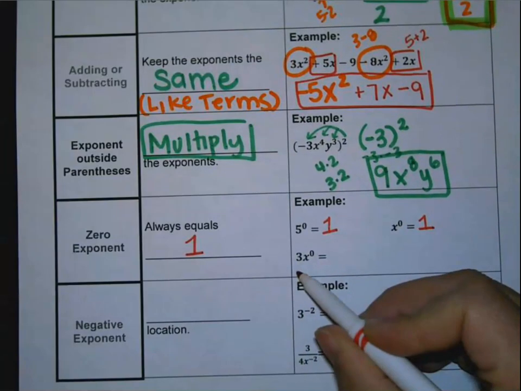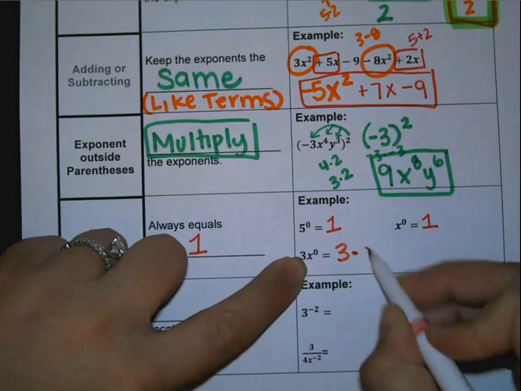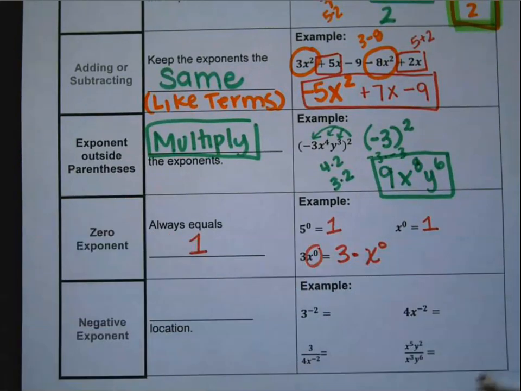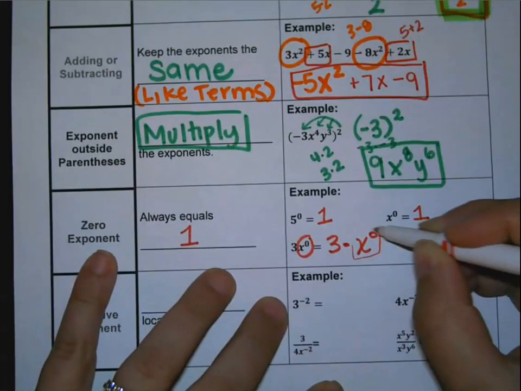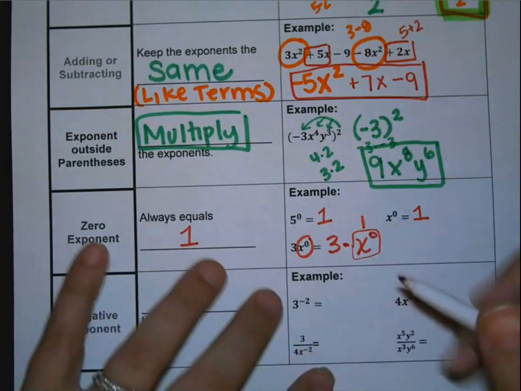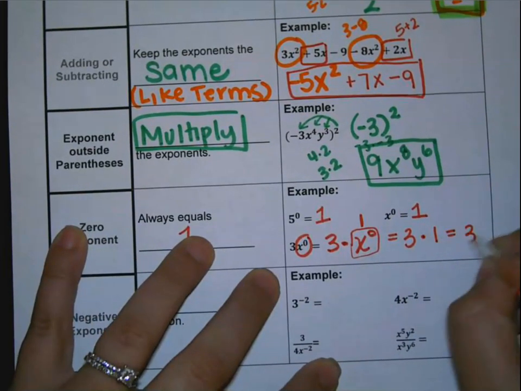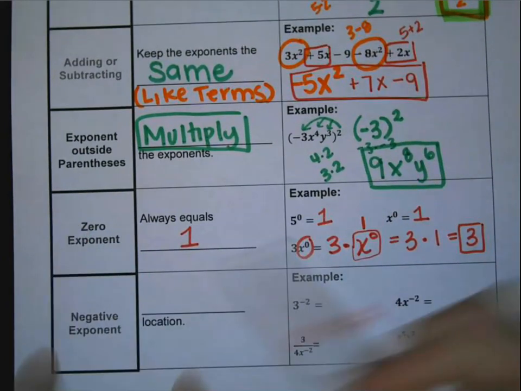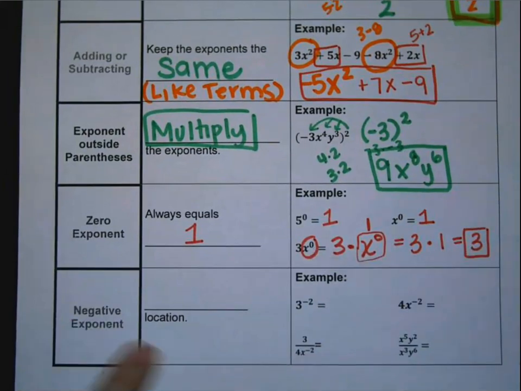Now this one you have to be careful. This is saying 3 times x to the 0. So the 0 exponent is only with the x. So therefore this part right here is 1. And then you'd have 3 times 1, which is 3. So the answer to this one is 3, but it still utilizes the 0 exponent rule.